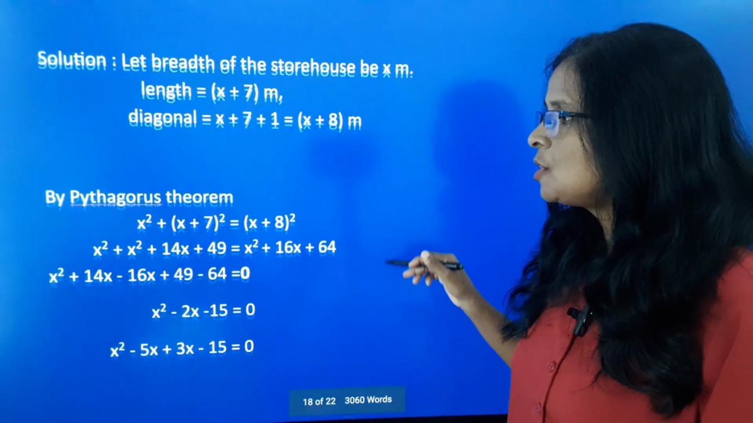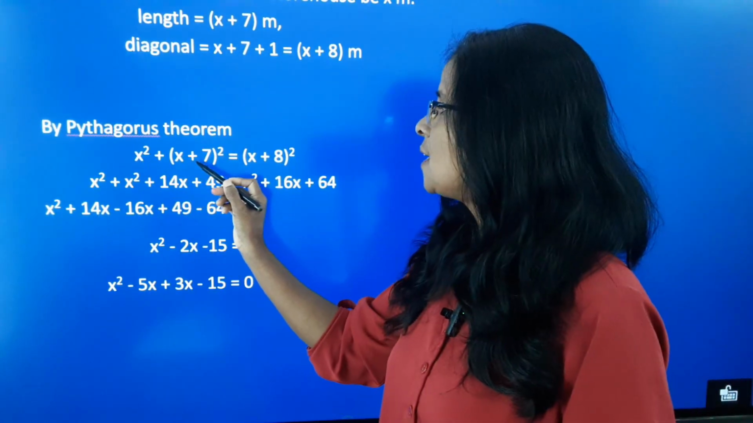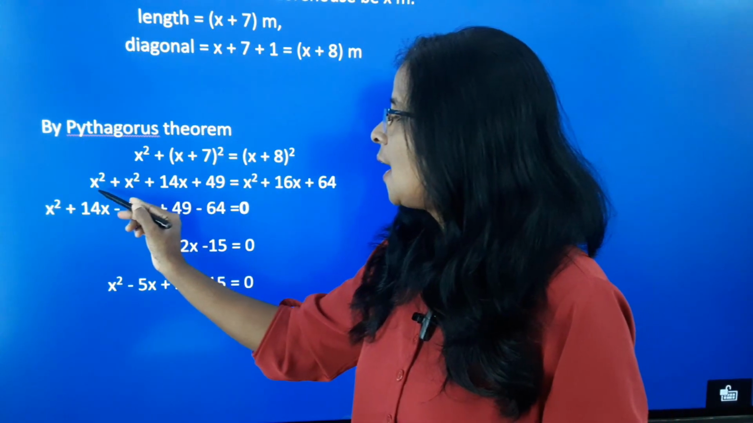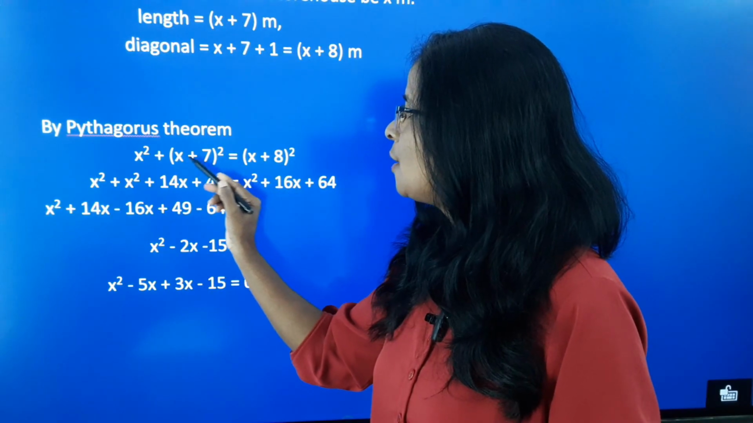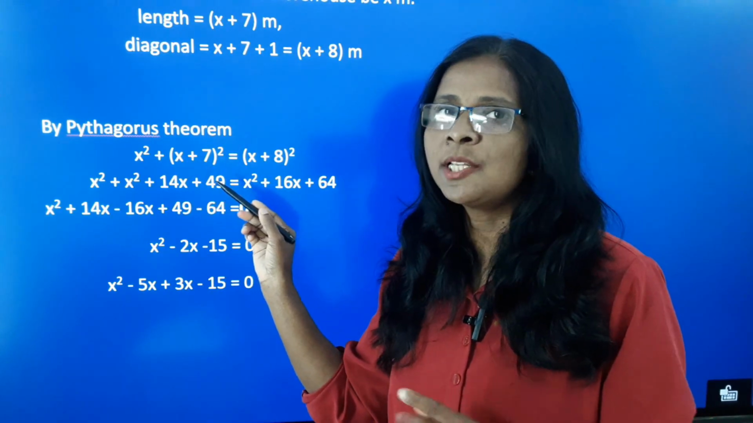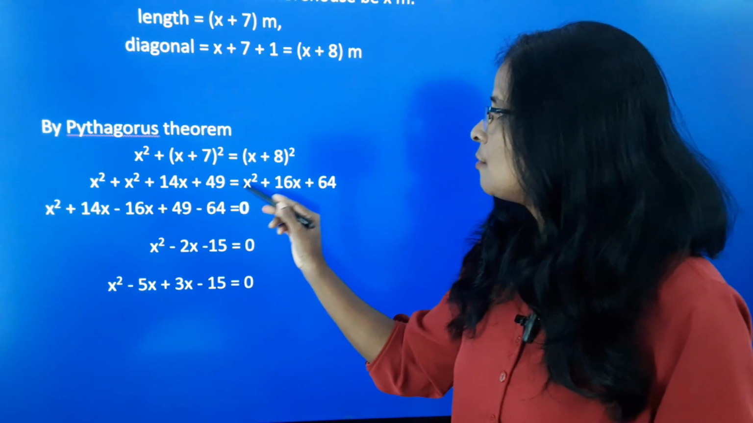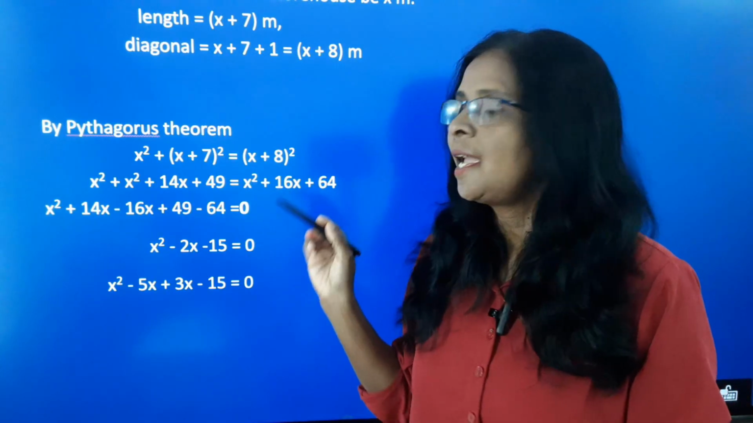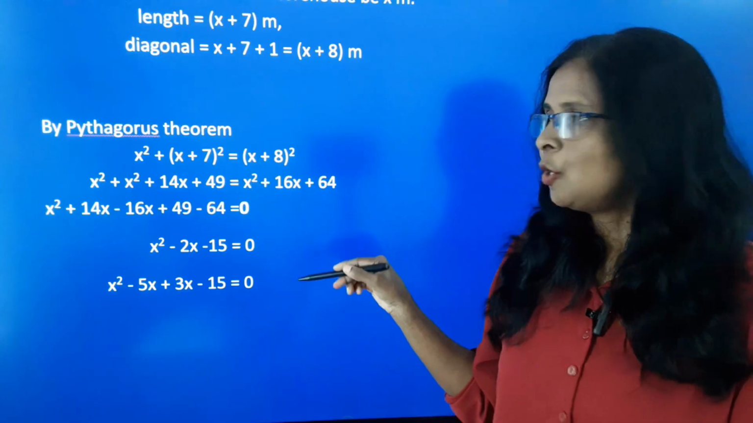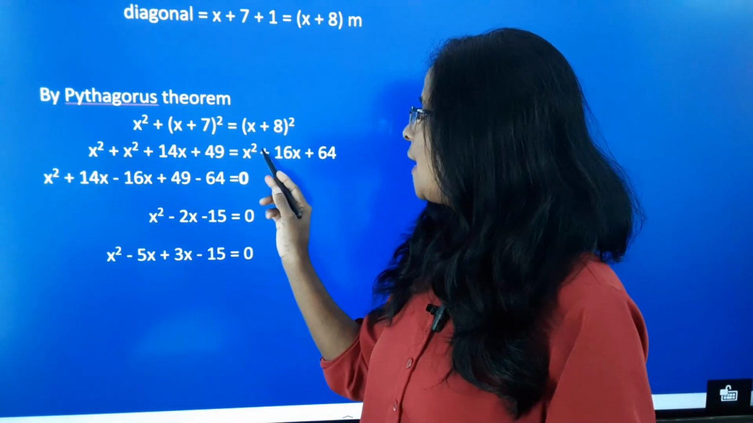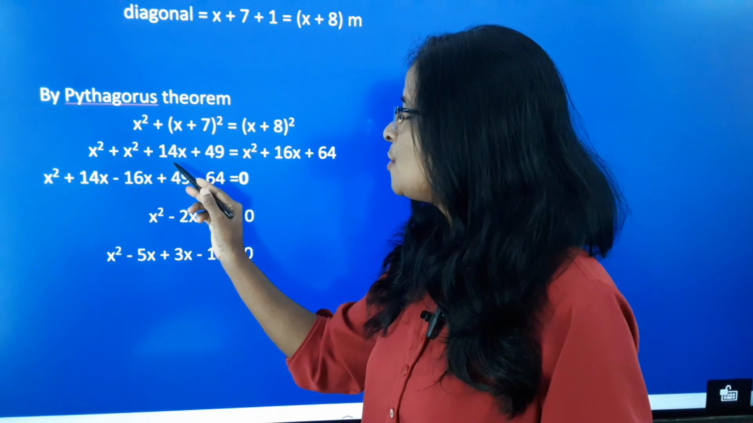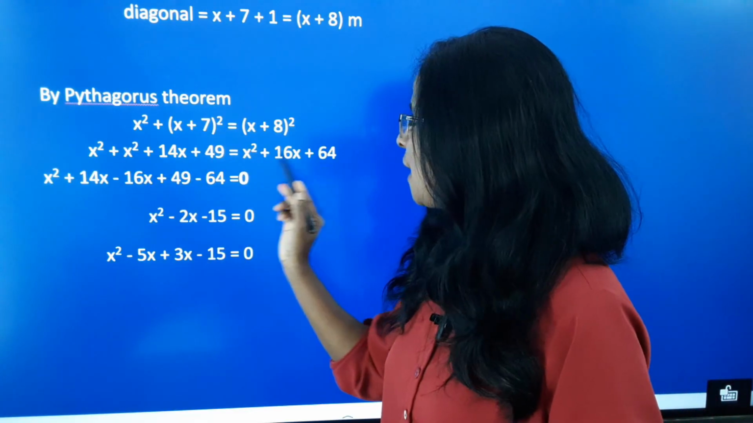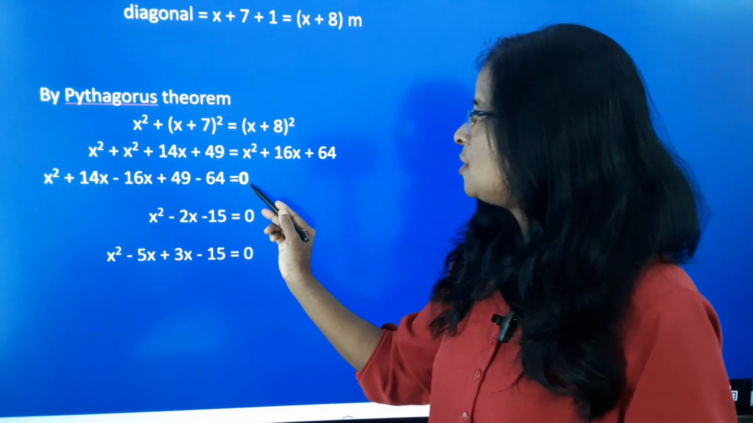Now by Pythagoras theorem, x square plus (x plus 7) whole square is equal to the square of x plus 8. Then x square, and the expansion of the square of x plus 7 is x square plus 14x plus 49, which is equal to the square of x plus 8. The expansion of the square of x plus 8 is x square plus 16x plus 64. So now the x square and this x square get cancelled. So x square plus 14x plus 49, then minus 16x, then minus 64, which is equal to 0.